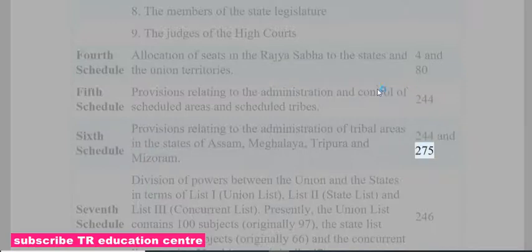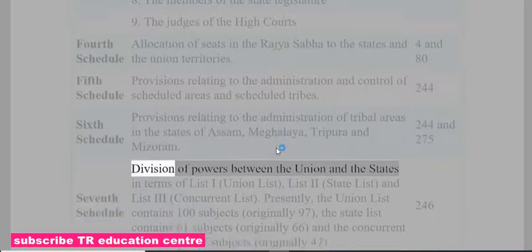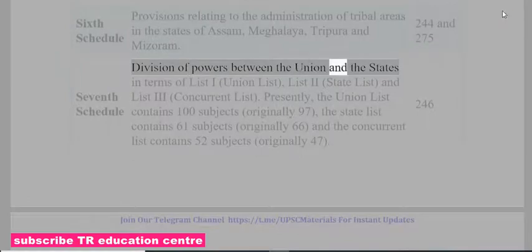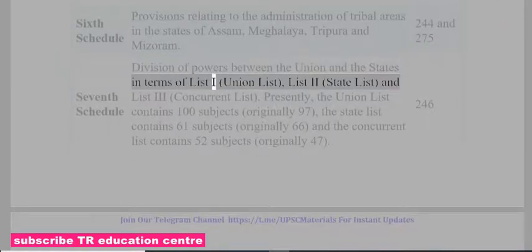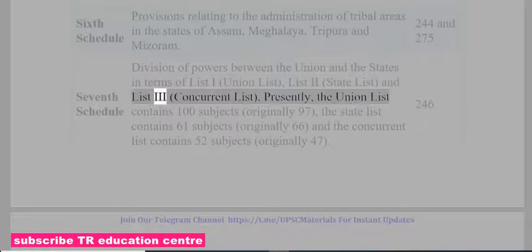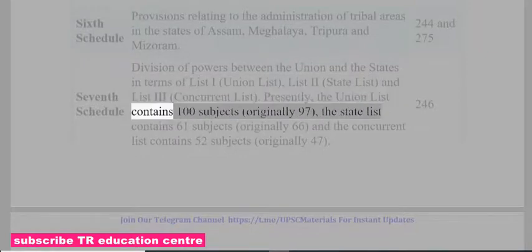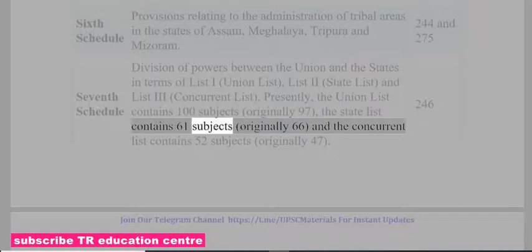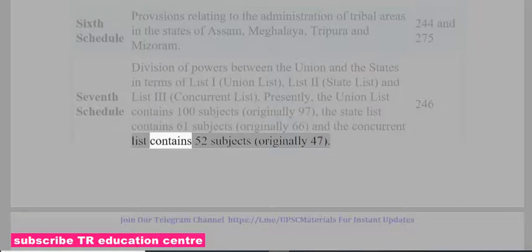7th Schedule. Division of powers between the Union and the states in terms of List I, Union List, List 2, State List, and List 3, Concurrent List. Presently, the Union List contains 100 subjects, originally 97, the State List contains 61 subjects, originally 66, and the Concurrent List contains 52 subjects, originally 47.